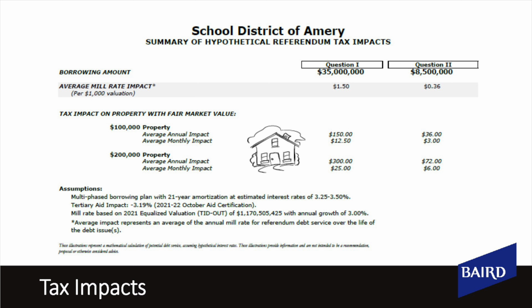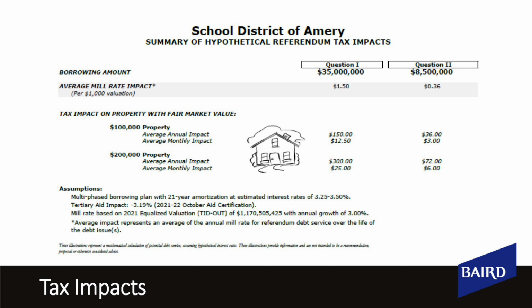In order to understand that, you need to understand a little bit about what a mill rate is. Mill rate is not really that complex. Simply look and you see the column that says question 1, $35 million. Look right underneath that where it says $1.50. Move that decimal point 2 places to the right and it becomes $150.